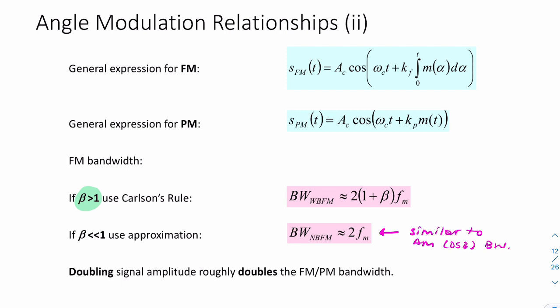This is an interesting observation, that if you double the signal amplitude, that'll double the FM bandwidth. Now I'll leave that for you to figure out why. So if I were to double the amplitude of that, it would double the bandwidth there. How does that work? How does doubling the amplitude of our message, so if you have your message like that, if you were to double the amplitude of the message, how would that double the bandwidth?